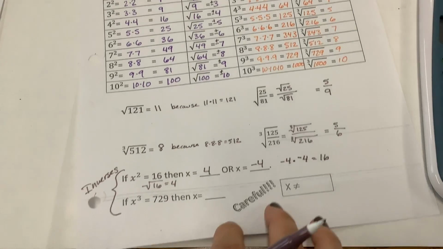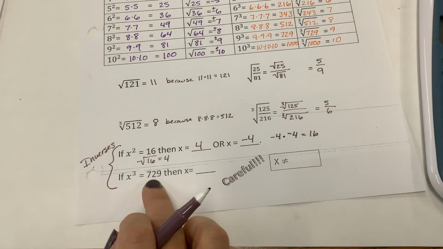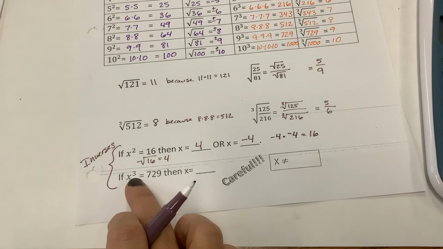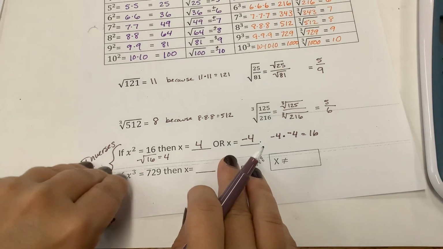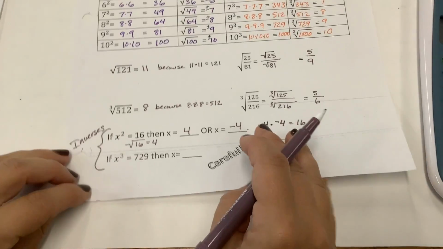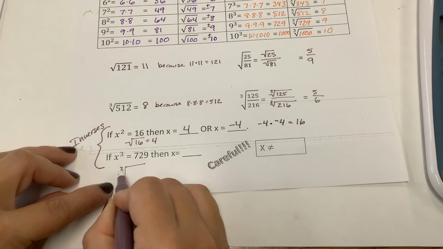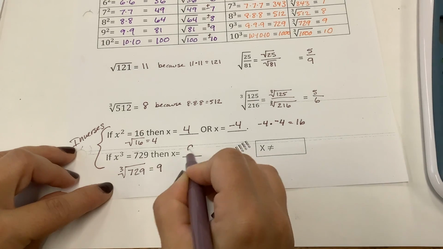All right, now let's look at cubes. So x cubed is 729. What's the opposite of cubing a value? Look at your notes. What's the opposite of cubing? Cube root. So the cube root of 729 is how much? 9. Okay, so x equals 9.